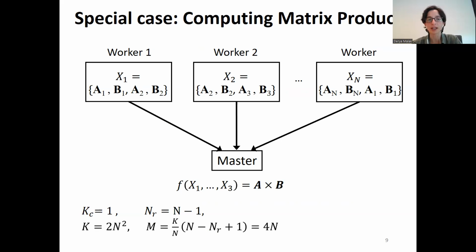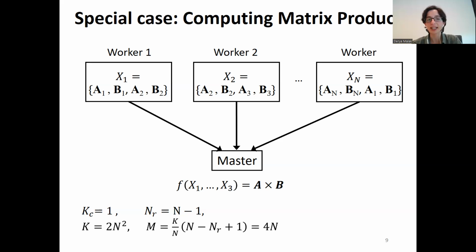Kc is 1. nr here is n minus 1. So these matrices have n columns. A has n columns and B has n rows. So I need to get these distinct columns and rows to be able to perform this computation. And to be able to recover n distinct columns, I need to be able to access any subset of n minus 1 workers that will provide me the required number of columns and rows in my matrix.